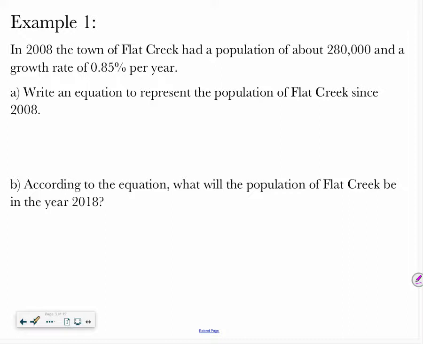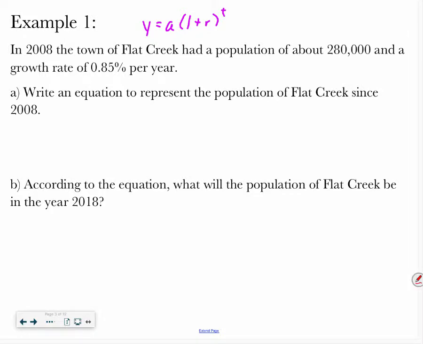So let's apply a real-world application to this problem so that we can understand what exactly exponential growth means. Okay, so in 2008, the town of Flat Creek had a population of about 280,000 and a growth rate of 0.85% per year. We want to write an equation to represent the population of Flat Creek since 2008. Okay, so remember, our equation is y equals a times the quantity of 1 plus r to the tth power.